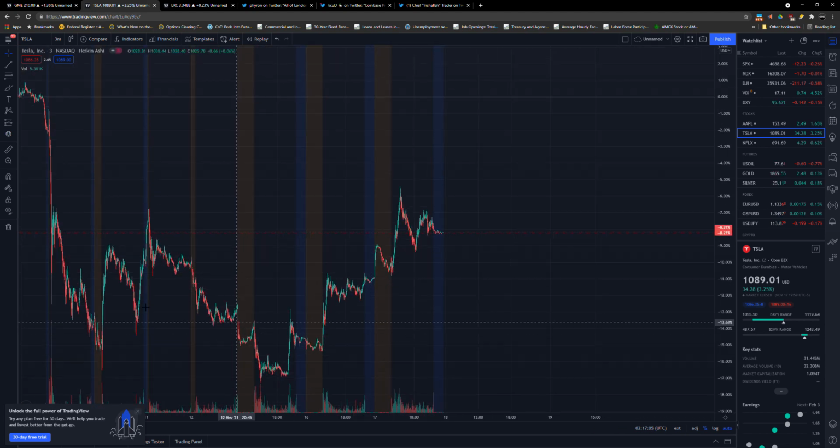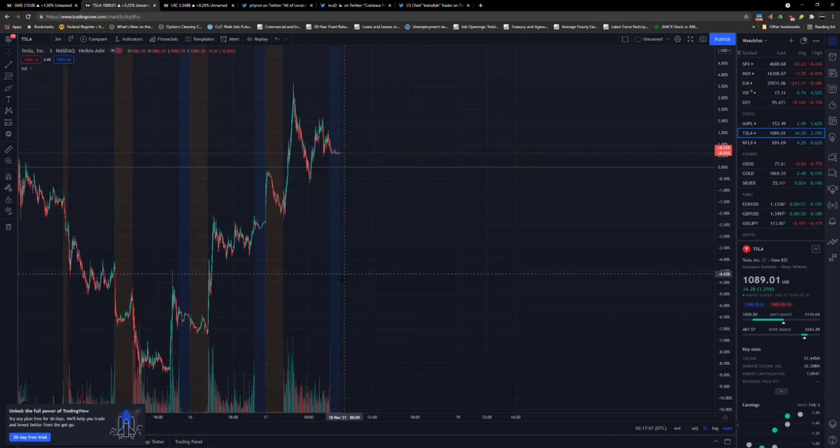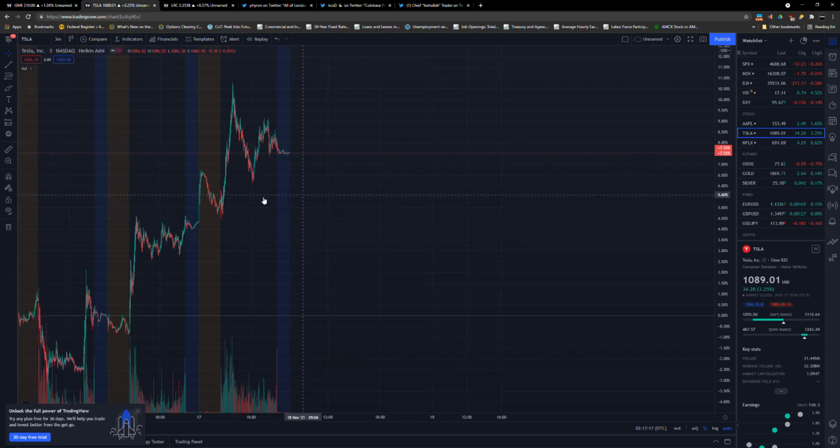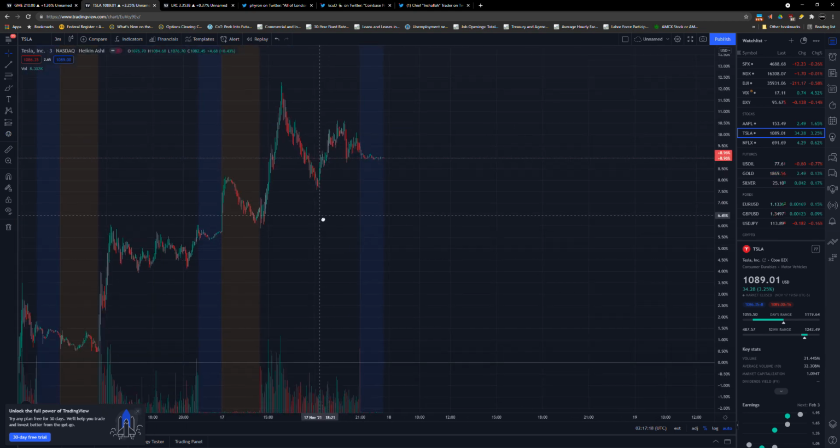But here's the interesting thing, right? It's kind of done a miraculous recovery. Look at this. This was yesterday. Elon Musk sold almost 1 million shares of Tesla yesterday, and the price went up. That's kind of weird.